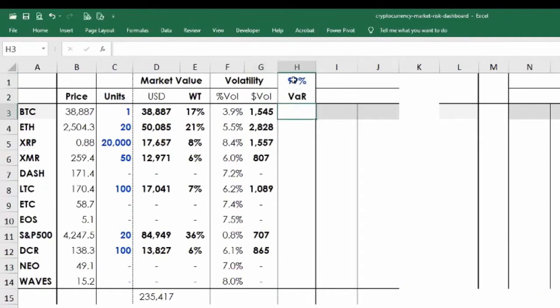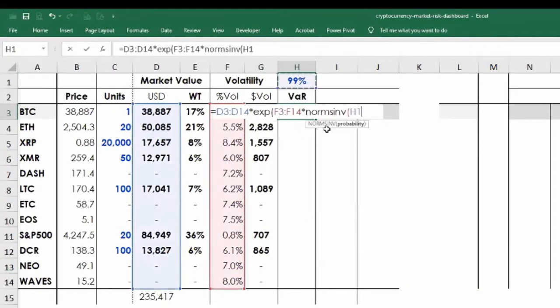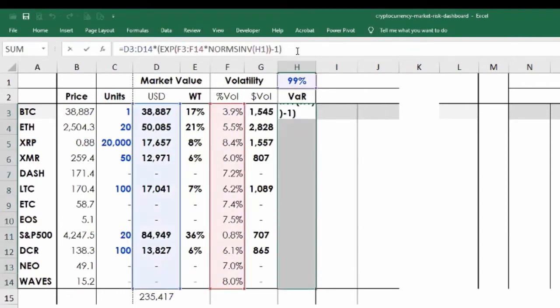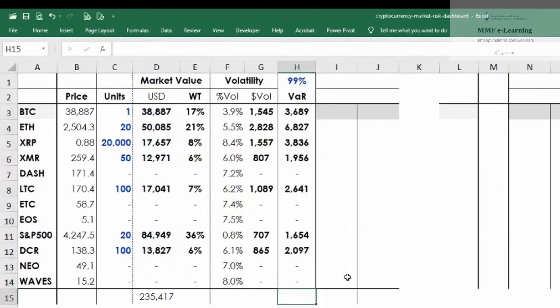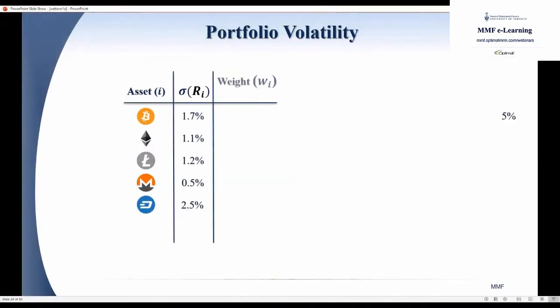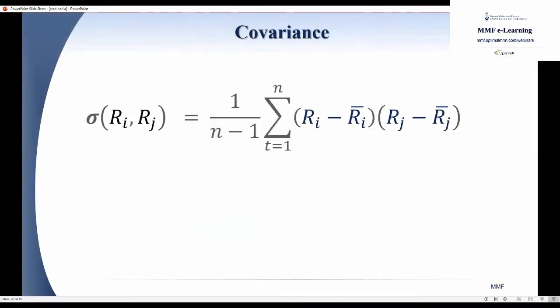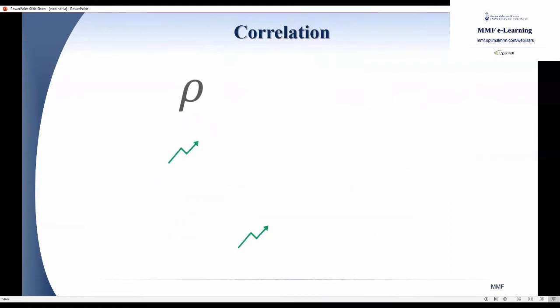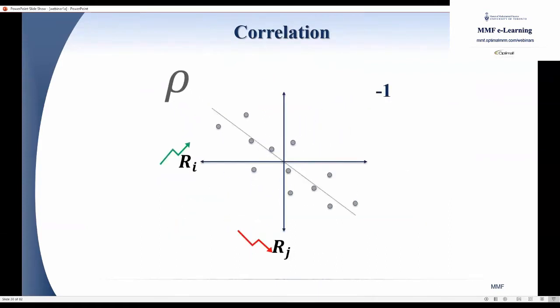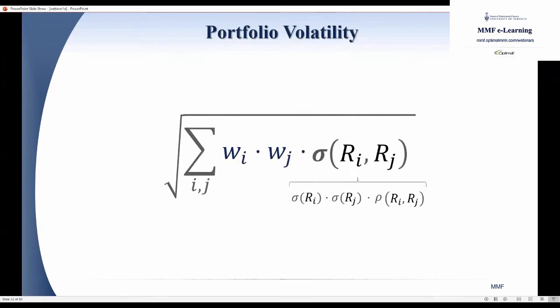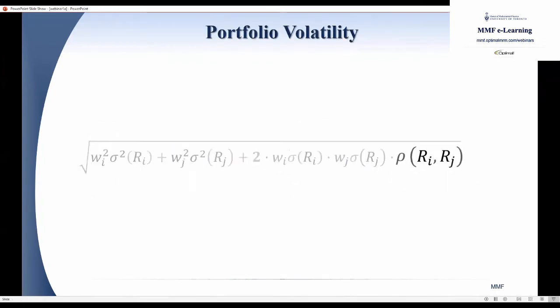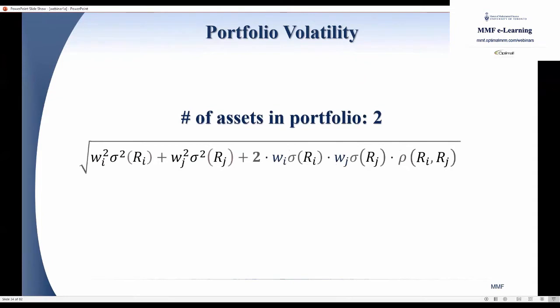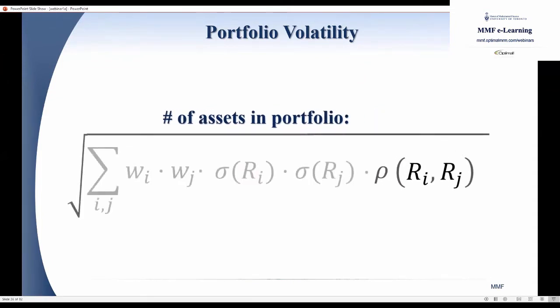Single position 99% value at risk adds a multiplier of volatility using Excel's NORM.S.INV function. Portfolio volatility is a function of the covariance between cryptocurrency returns. Covariance may be expressed as a function of single cryptocurrency return volatilities and the correlation between them. Only one correlation number is needed when there are two assets in the portfolio. When there are three or more assets, a correlation matrix is needed.